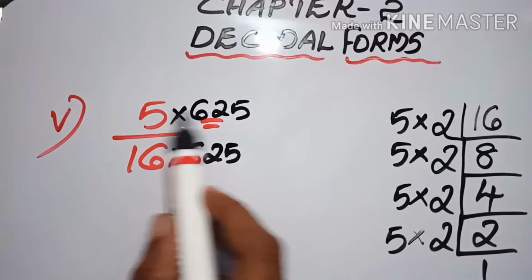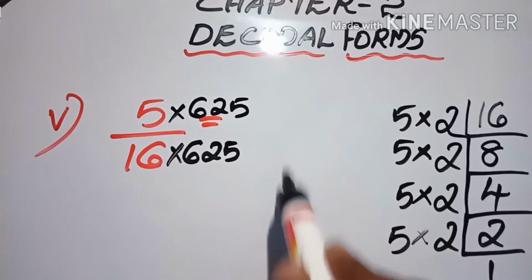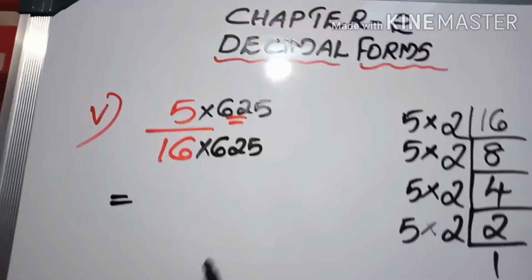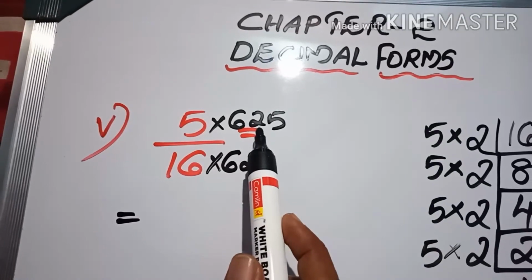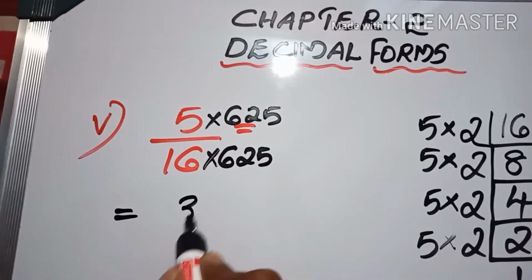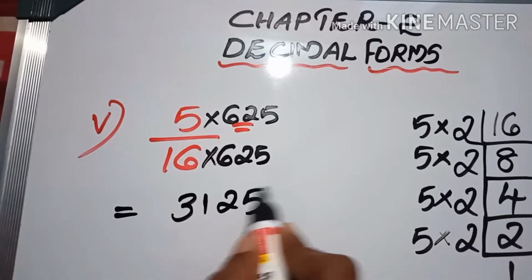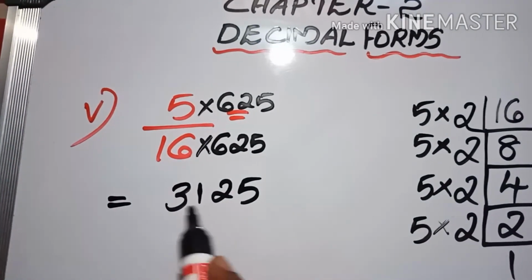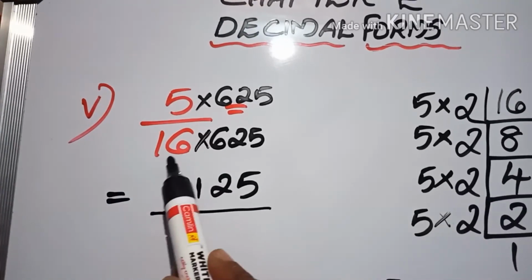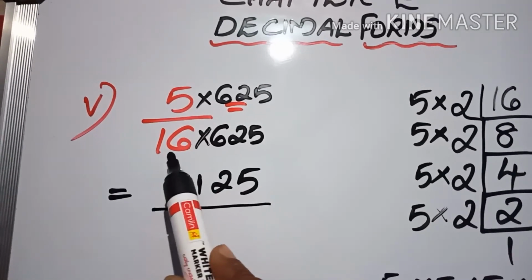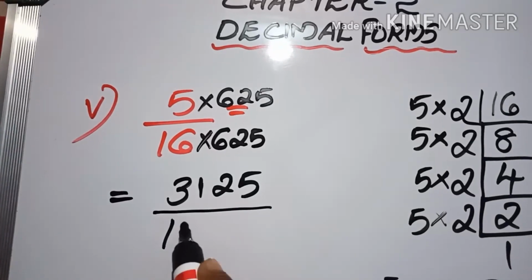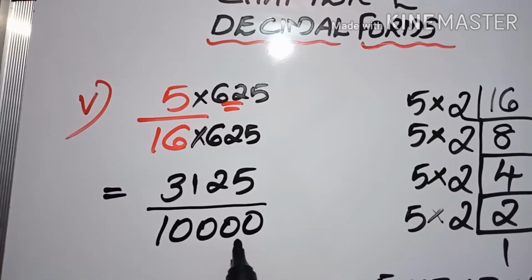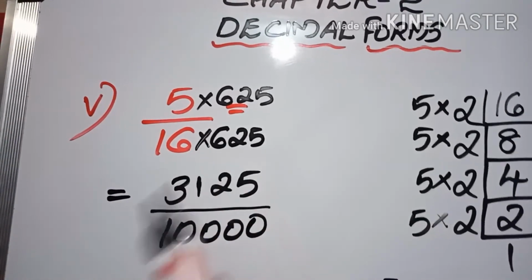By multiplying these two numbers we will get one fraction, then we can find the decimal form of that number. Now multiplying this 5 into 625, we will get the answer as 3125. That you can check. 5 into 625 is 3125 whole divided by 16 into 625. 16 into 625, that answer will be 10,000.